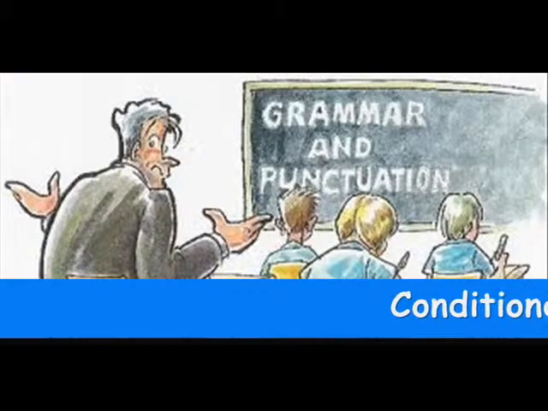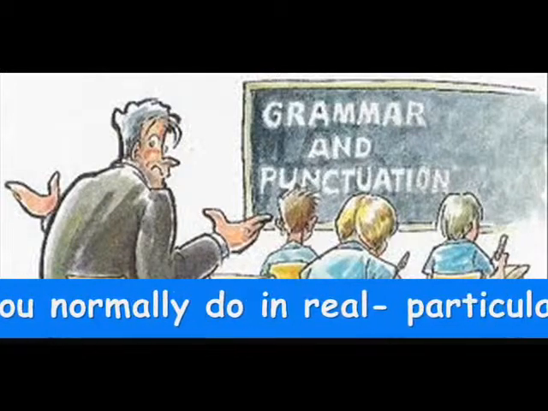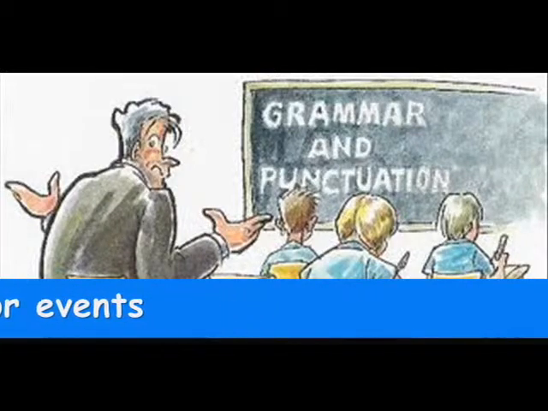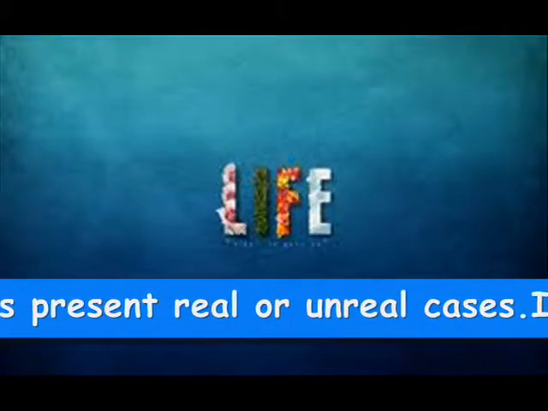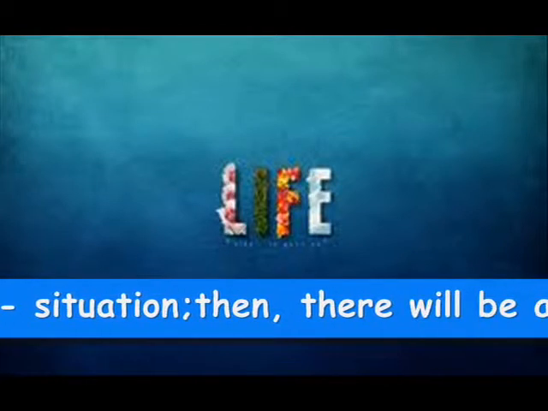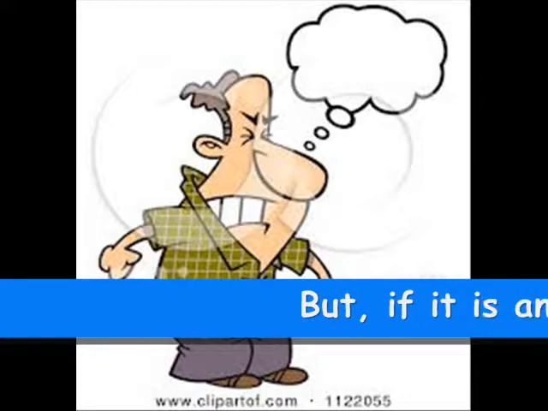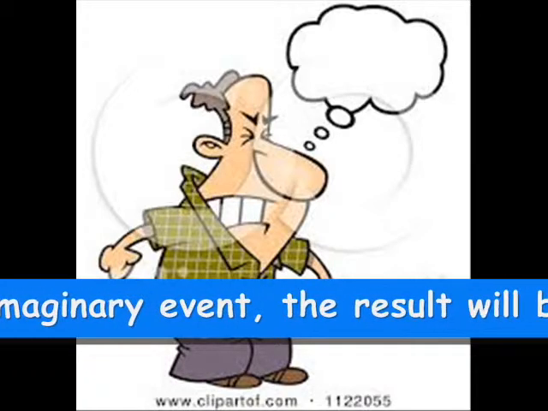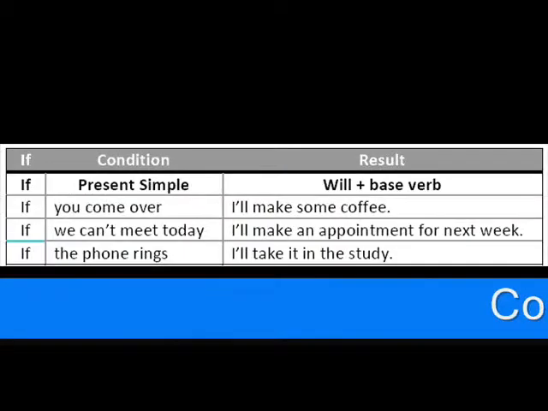Conditionals. Conditionals are grammar structures used to express what you normally do in particular situations or events. Conditionals present real or unreal cases. If a circumstance is a real-life situation, then there will be a specific result. But if it is an imaginary event, the result will be almost impossible to achieve.